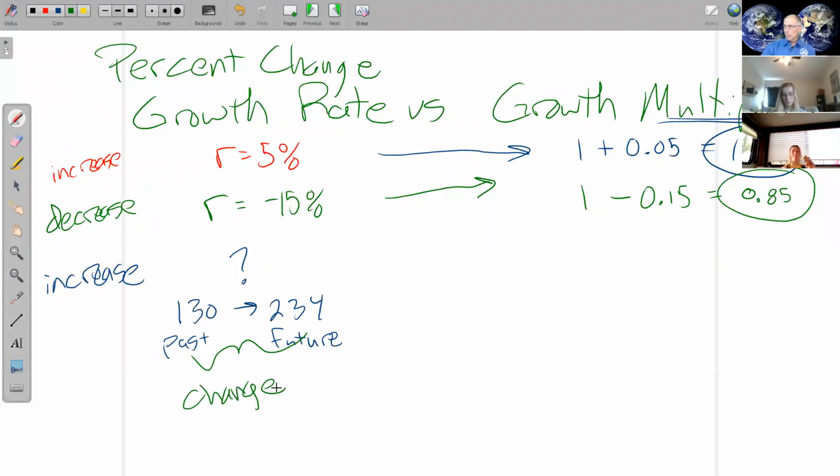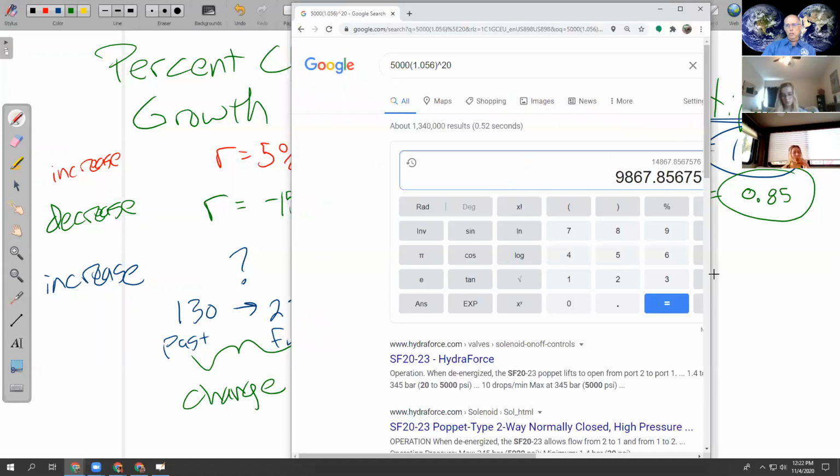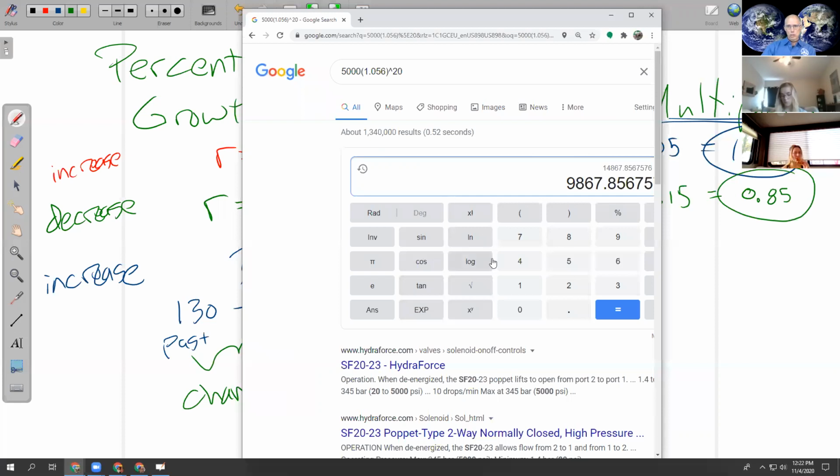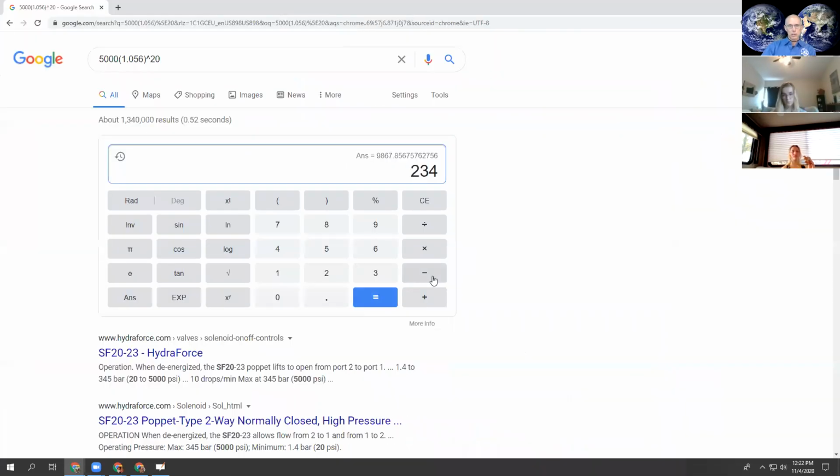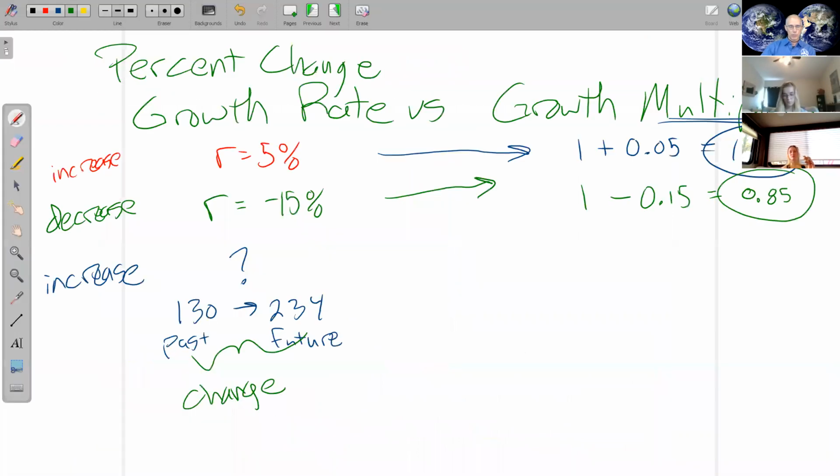what's 234 minus 130? Calculator. 234, where's takeaway? Help, I can't see it. Minus 130 is 104. So that's a change of 104. This is what we call an absolute change, not a percent change.